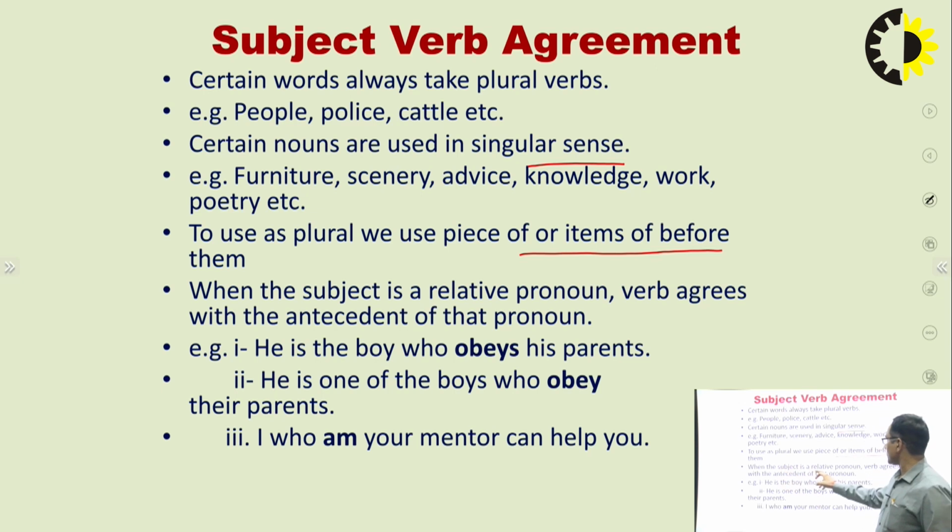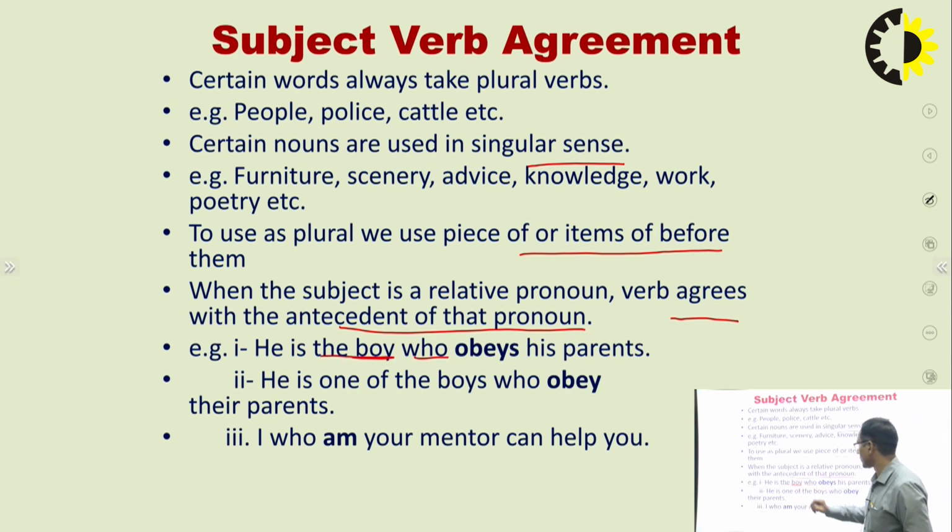When the subject is a relative pronoun, the verb agrees with the antecedent of that pronoun. Although we have already discussed this, some more examples are given here. "He is the boy who obeys." Who? Actually the boy. You can check here: obeys. So who is not deciding the verb. The verb is being decided by boy, who obeys.